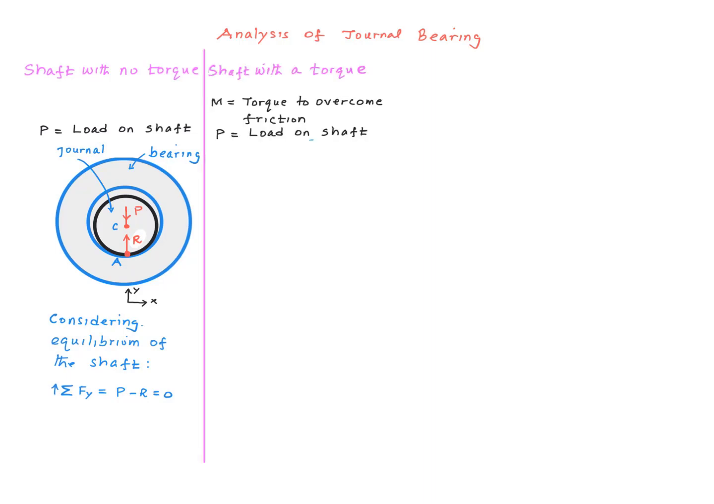Remember in the earlier slide we said if the contact between the shaft and the bearing is frictional, you have to apply a minimum torque in order to rotate the shaft, right? The torque that is needed to overcome the torque due to the frictional force, right? Let's denote that torque as M. P here is the vertical applied force on the shaft.